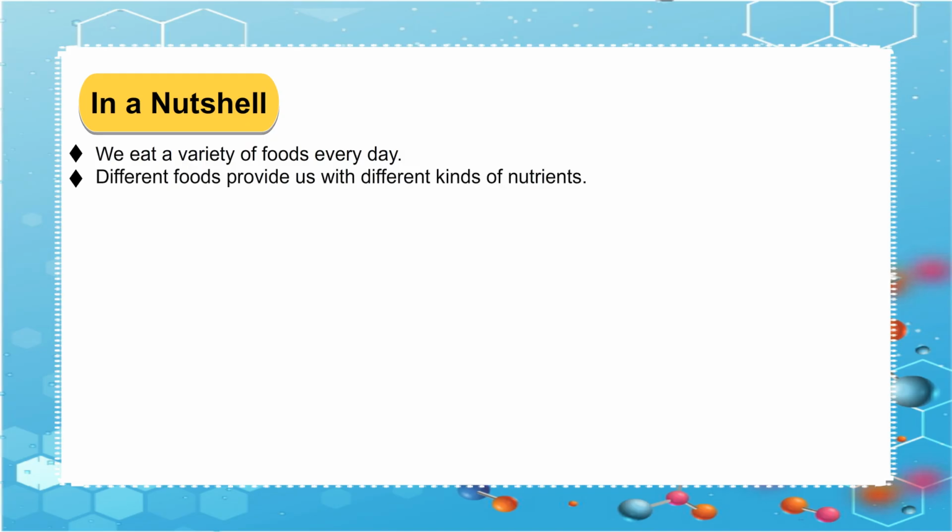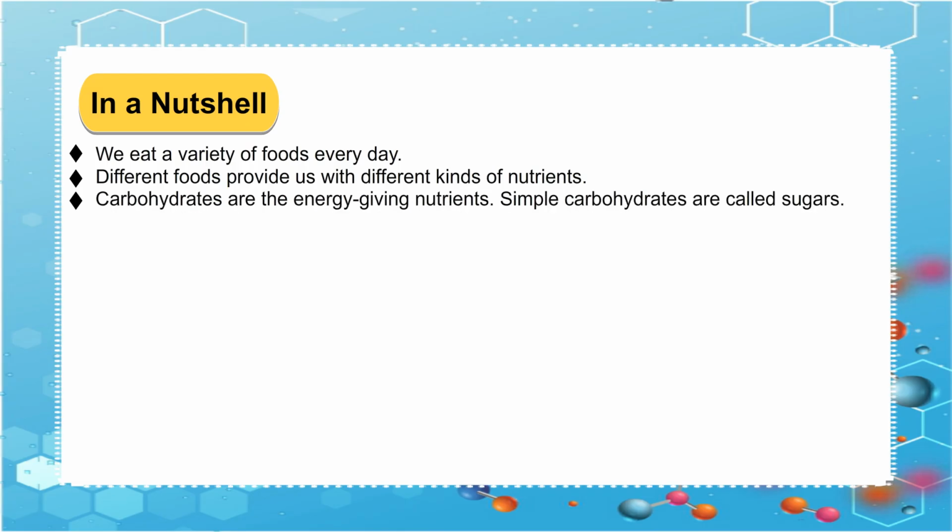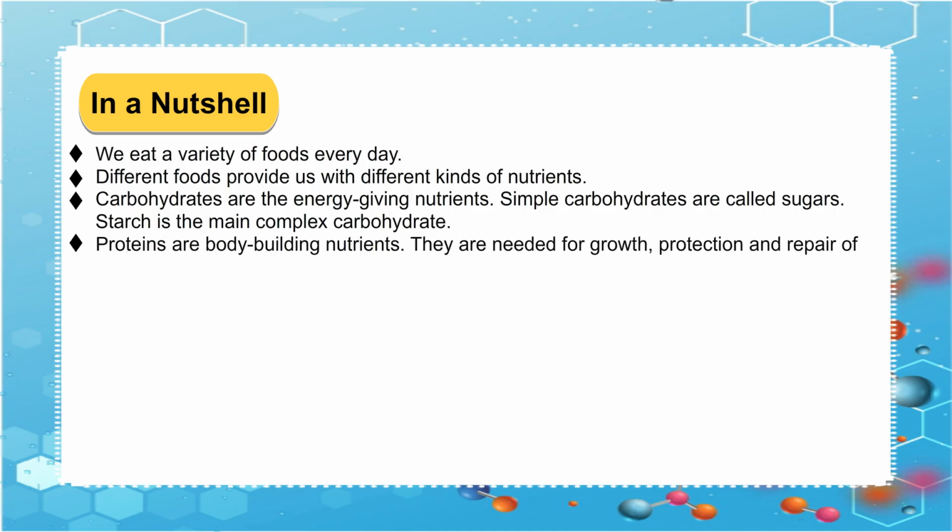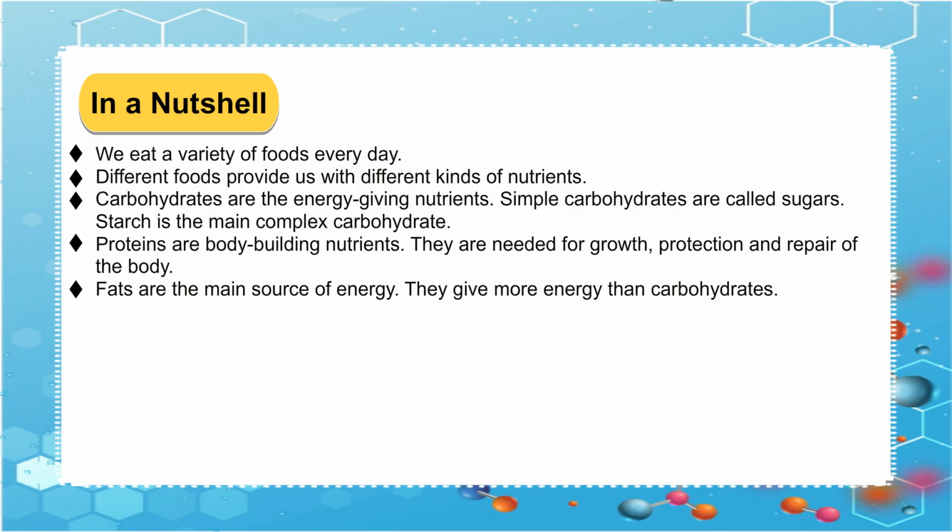In a nutshell, we eat a variety of foods every day. Different foods provide us with different kinds of nutrients. Carbohydrates are the energy-giving nutrients. Simple carbohydrates are called sugars. Starch is the main complex carbohydrate. Proteins are bodybuilding nutrients. They are needed for growth, protection, and repair of the body. Fats are the main source of energy. They give more energy than carbohydrates.